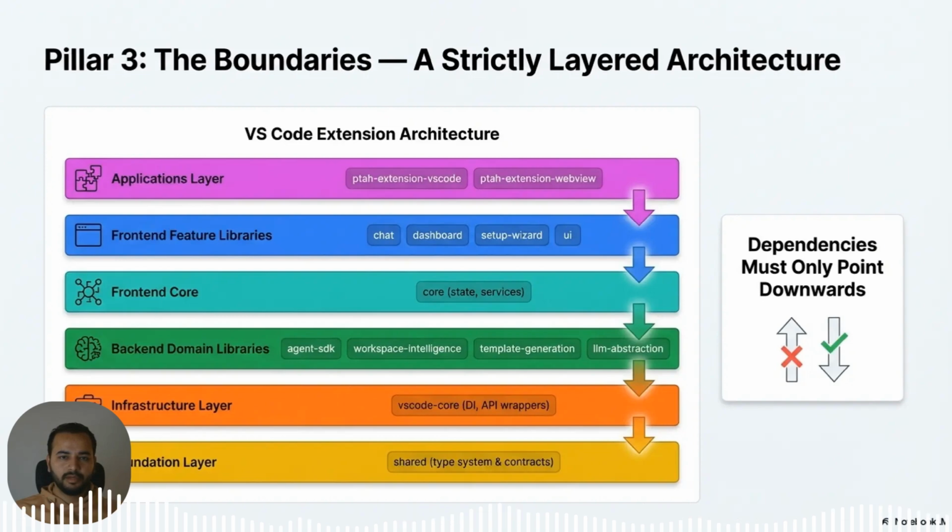Now we come to Pillar 3, which focuses on the boundaries through a strictly layered architecture. Take a look at this diagram. It shows 6 layers stacked from top to bottom: applications layer, front-end feature libraries, front-end core, back-end domain libraries, infrastructure layer, and foundation layer. Here's the critical rule you need to remember. Dependencies must only point downwards. Lower layers must never ever know about higher layers. This isn't just a suggestion. It's what ensures you have a clean, maintainable architecture that won't collapse under its own weight.